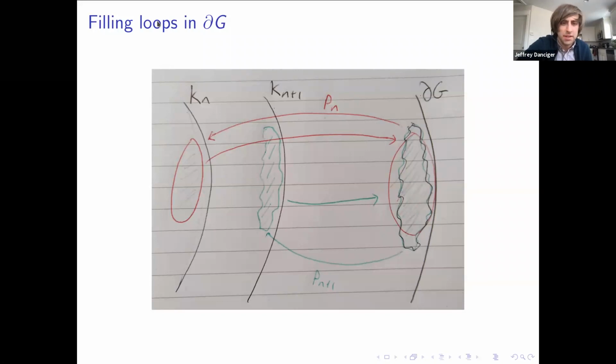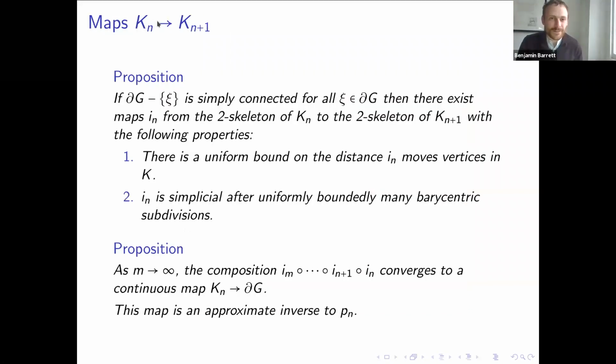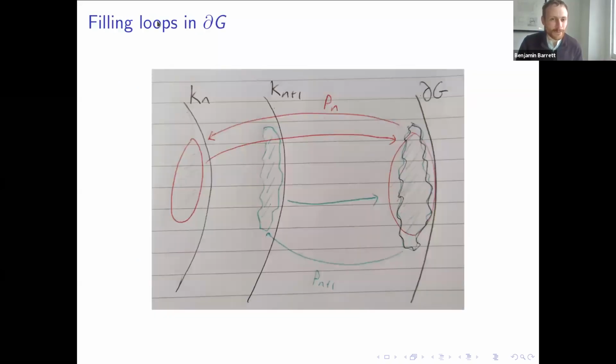Okay. Is that right? So you need to know that you can fill loops in Kn in a bounded complexity way, so that it's not getting more and more complicated as you go outwards. And you can apply a compactness argument to do that, and that turns out to be where the requirement that not just the boundary be simply connected, but the boundary minus any point be simply connected as well, comes in. So that bit is a bit technical, and I know I didn't really explain that at any point.